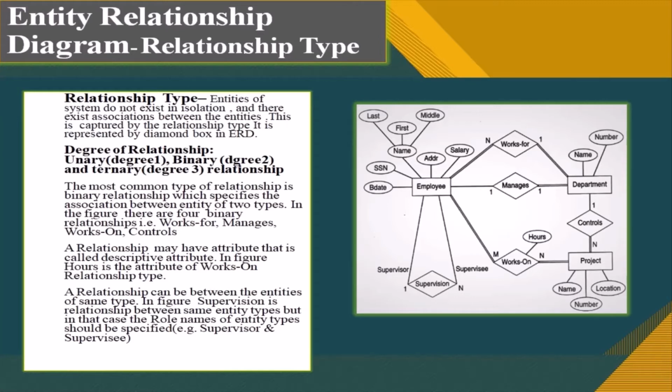A relationship may have an attribute that is called a descriptive attribute. In the figure, hours is the attribute of the works on relationship type. A relationship can be between entities of the same type. In the figure, supervision is a relationship between the same entity types, but in that case, the role names of the entity types should be specified. In the figure, supervisor and supervisee are the role names.